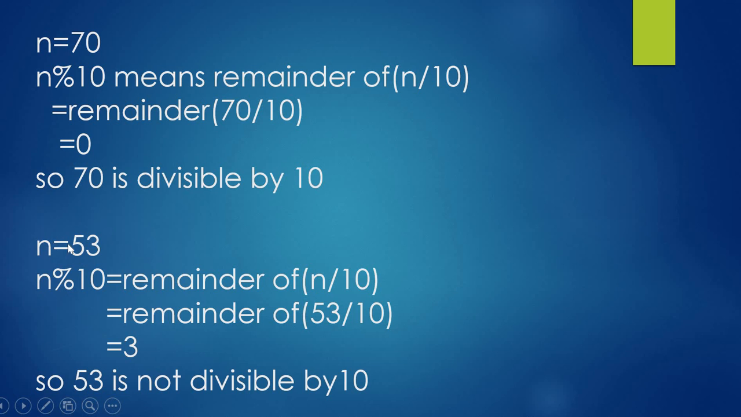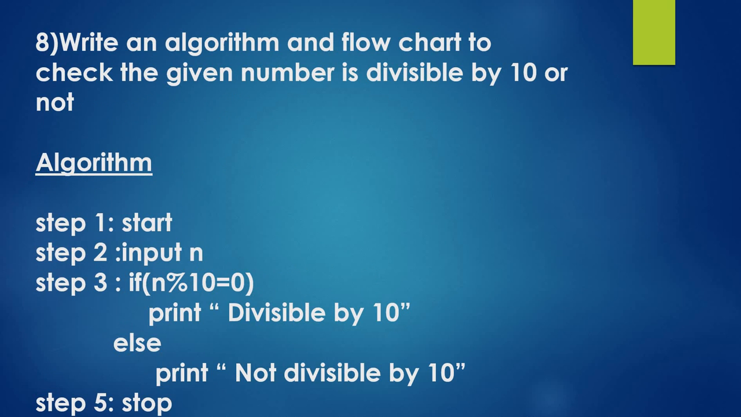Suppose one more example. N is equal to 53. 53 mod 10. What is the remainder? What is the value of 53 mod 10? 5 into 10 is equal to 50, so the remainder is 3. So 53 is not divisible by 10, or 53 is not a multiple of 10.